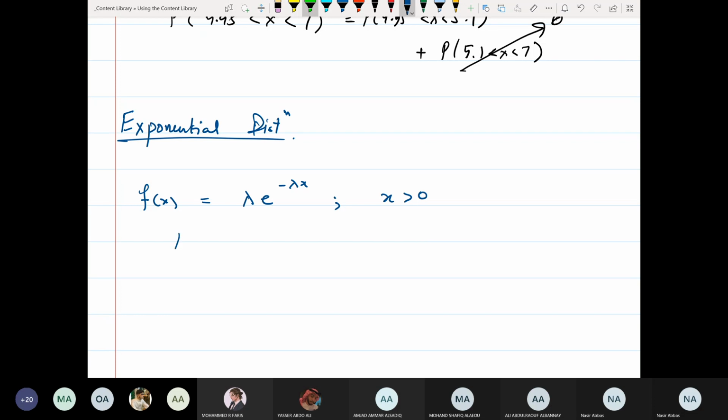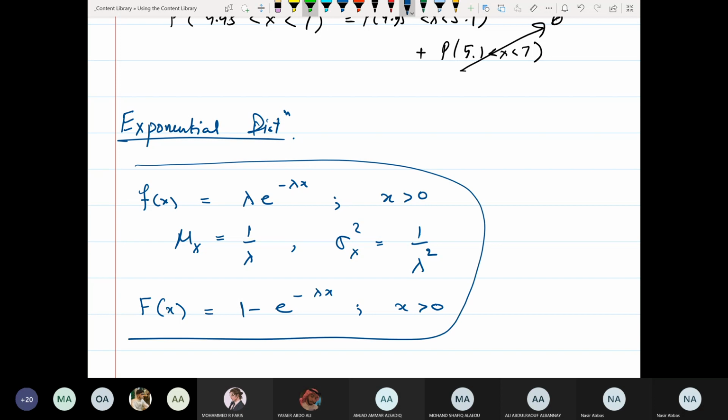The mean of such a variable is given in the formula sheet. It is 1 over lambda. The variance of such a variable is given in the formula sheet. It's 1 over lambda squared. And the CDF of such a variable is also given in the formula sheet. It is 1 minus e to the power minus lambda x. This whole thing will be given in the formula sheet.